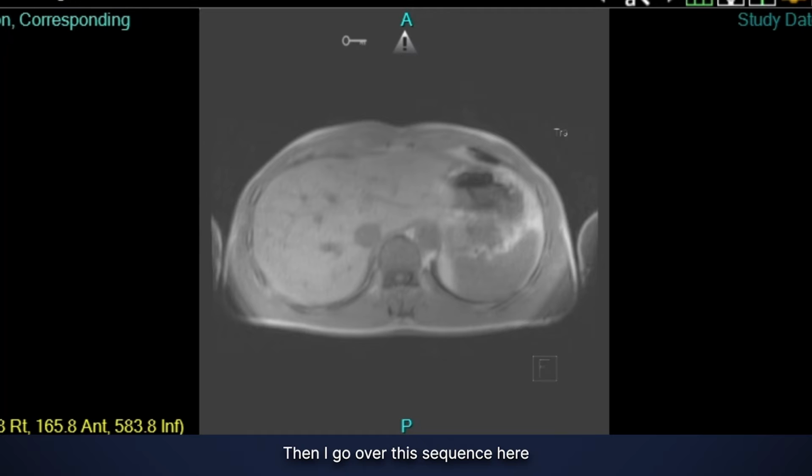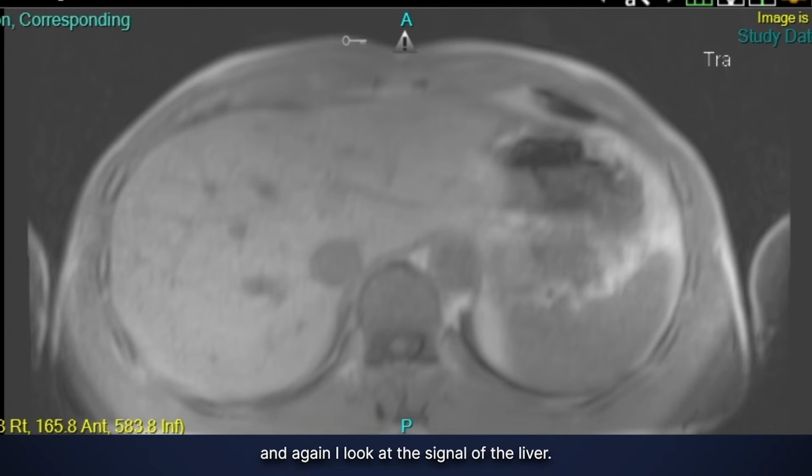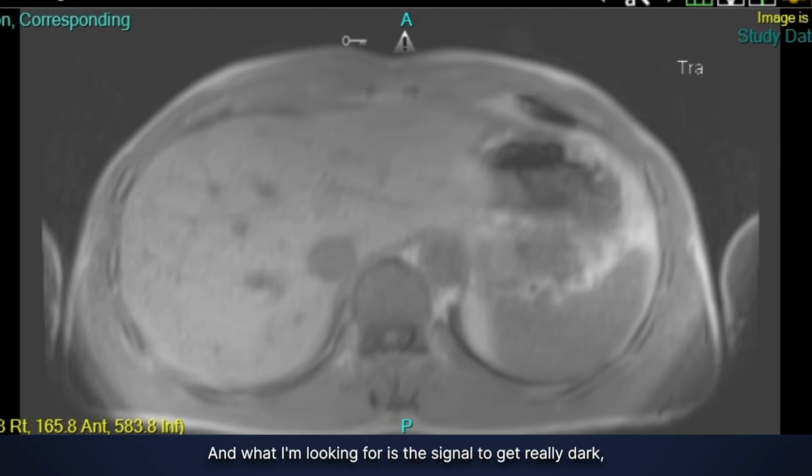Then I go over to this sequence here, and again, I look at the signal of the liver, and what I'm looking for is the signal to get really dark, almost black. And if it does, that's an indication that there's too much iron in the liver, but we don't see that here.